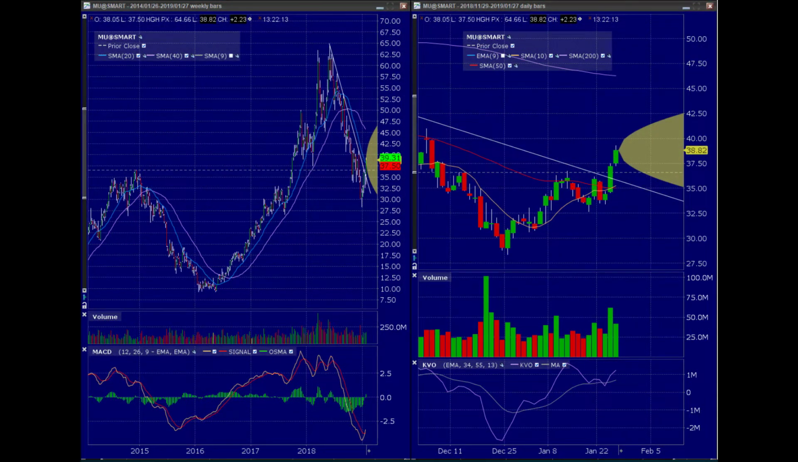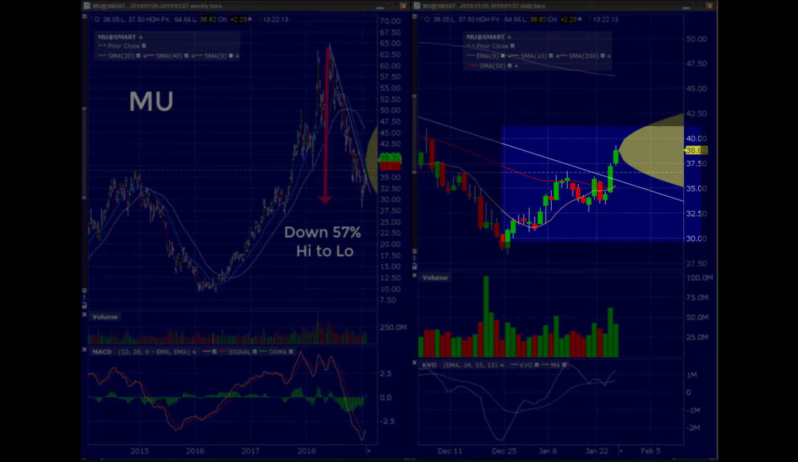The second stock is Micron Technology, symbol MU. Micron is down 57% from its previous highs. MU also shows a bottoming pattern and has recently broken above a long-term downtrend line.